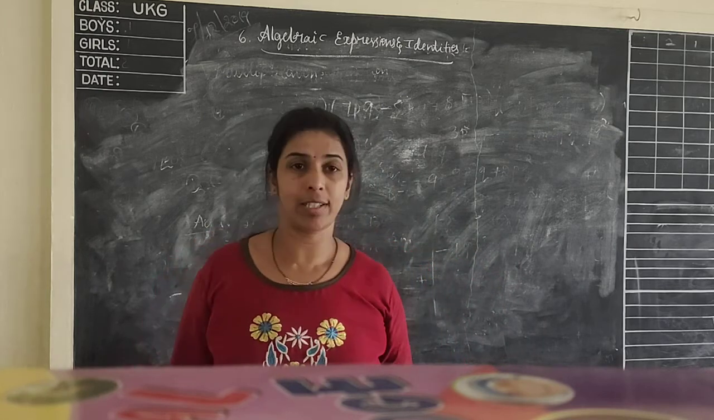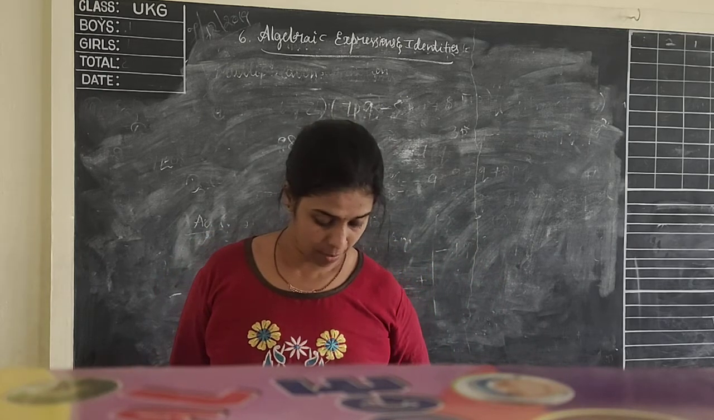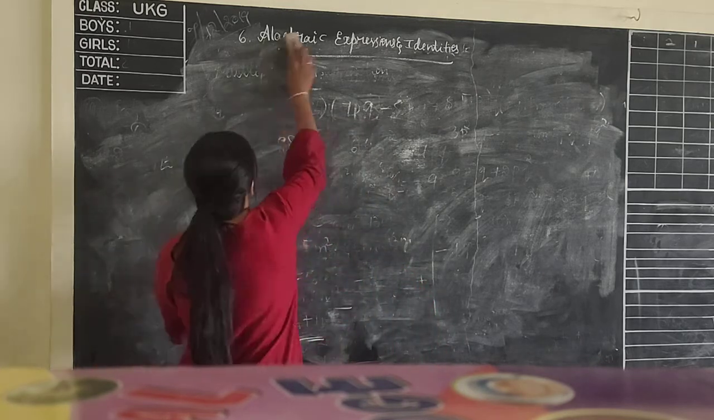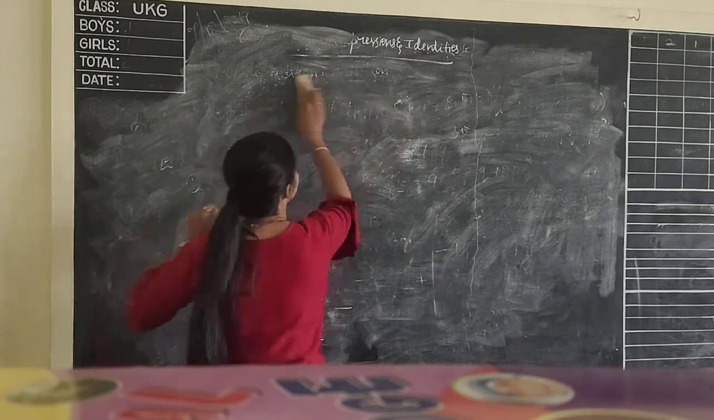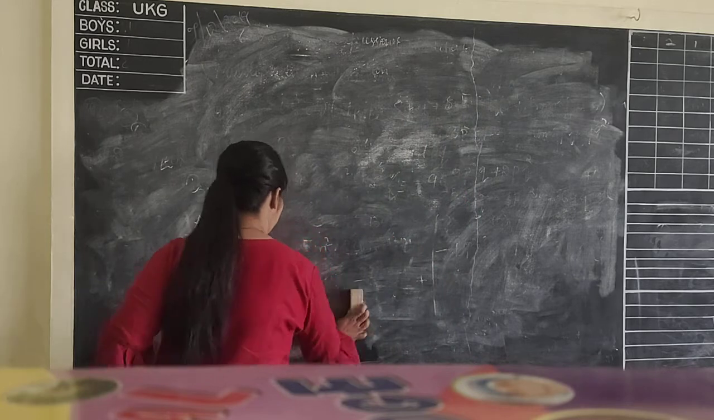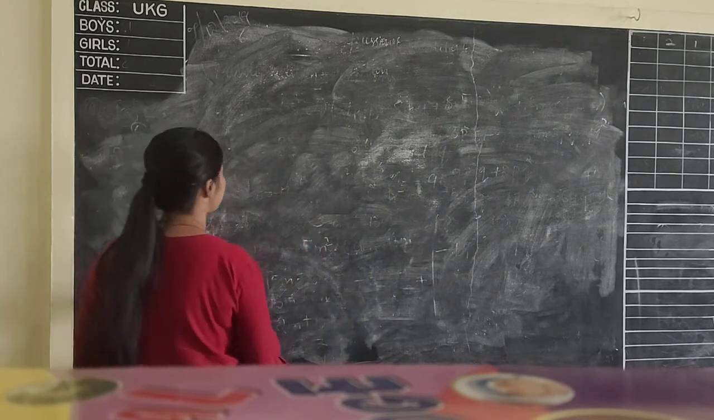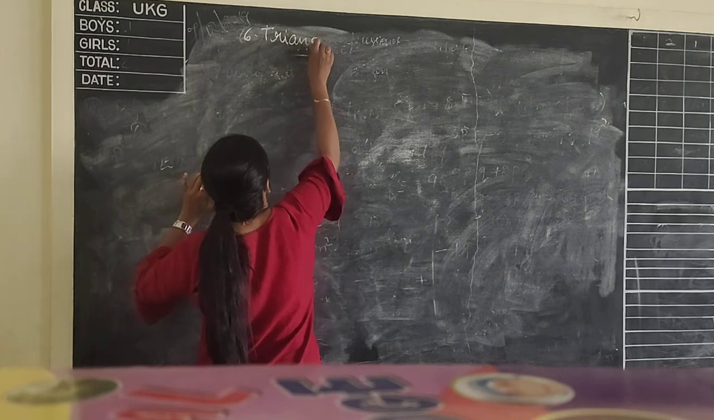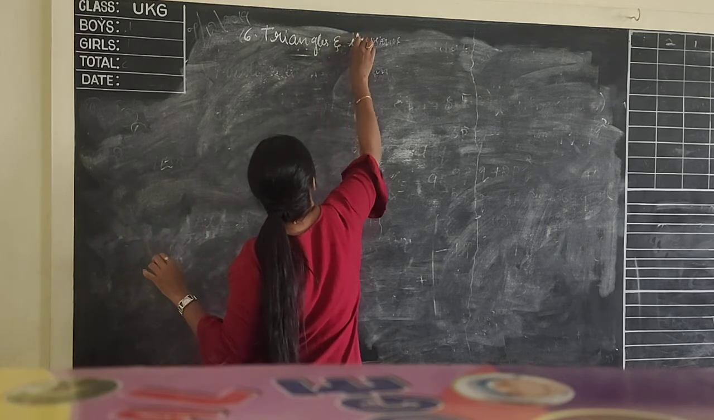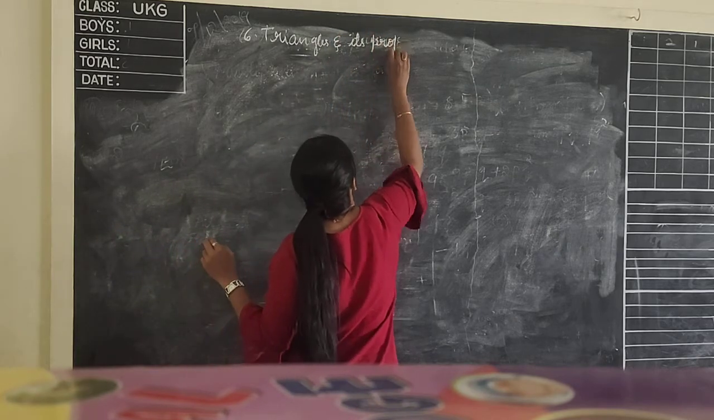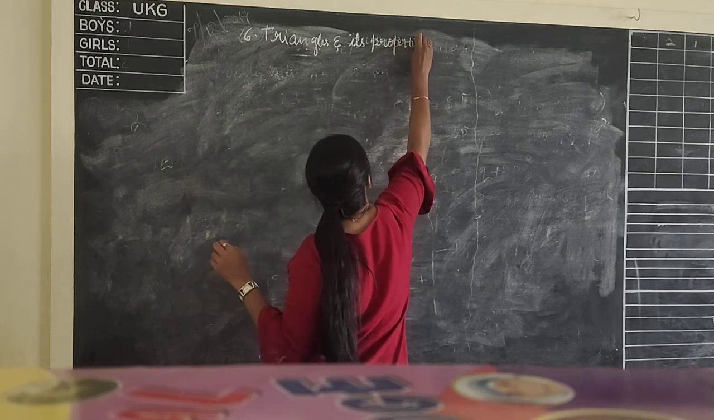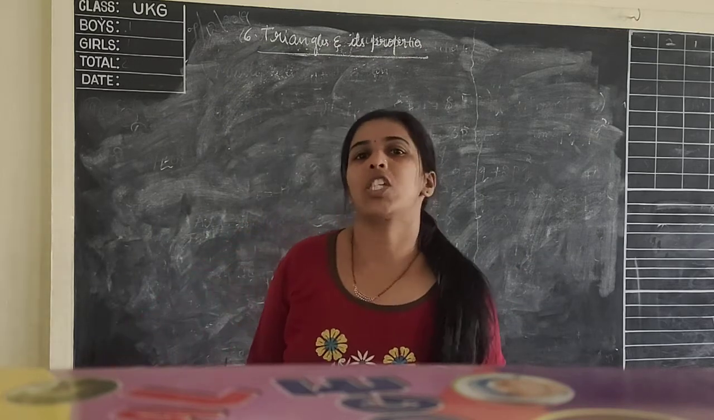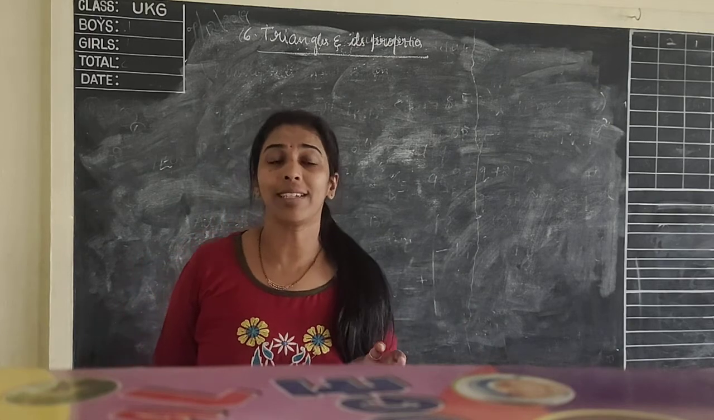Dear students, today we will start the lesson, chapter 6, the triangles and its properties. Part 1. First of all, we know what is a triangle, how many sides it is having.